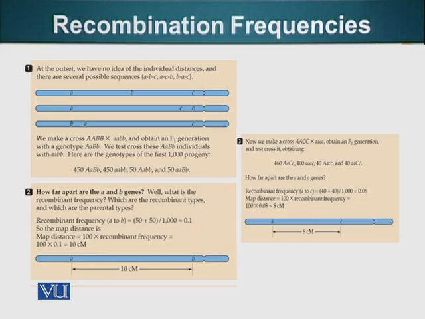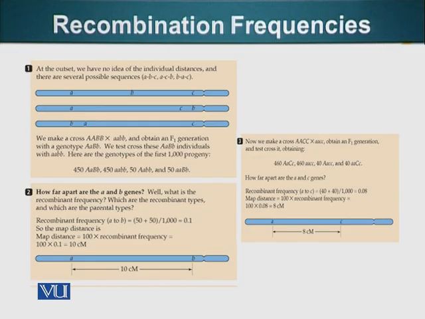Now let's take a hypothetical example. We have an organism with A, B, and C genes. We cross this organism and determine the recombinant frequencies. First of all, we look at the recombinant frequencies between A and B genes. Here we have the data.